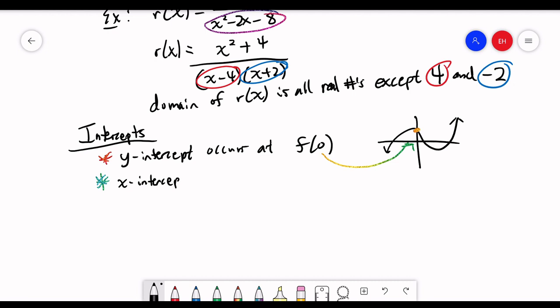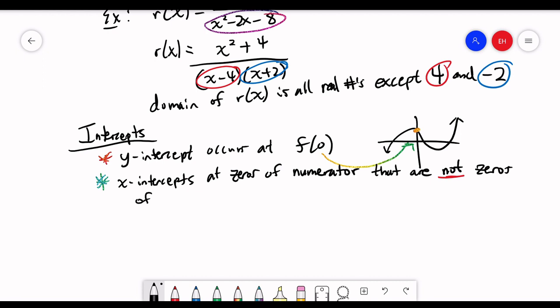Okay, the x-intercept, now there could be more than one, because the x-intercept is when the output is 0. The x-intercepts are the zeros of the function, and since it's a fraction, the only way the fraction is going to be 0 is if the top is 0. So the x-intercepts are going to be where the numerator is 0 but is not a 0 in the denominator, because if the 0 is in the denominator, then it's undefined. So, let's look at an example of finding some intercepts.